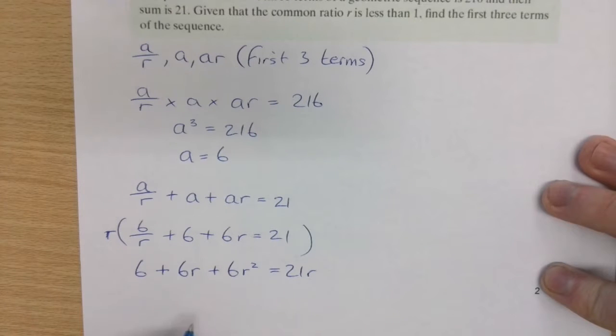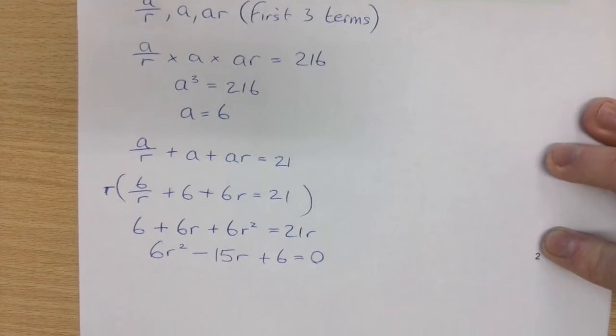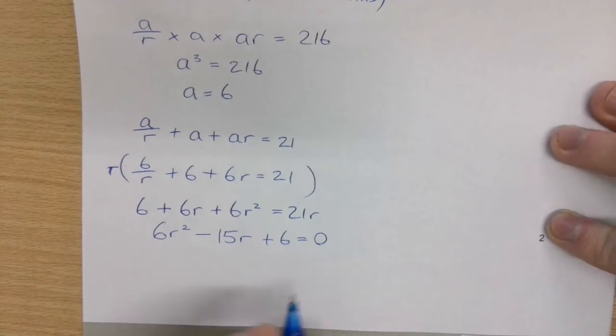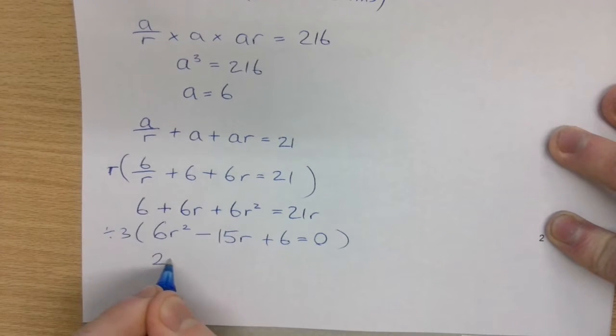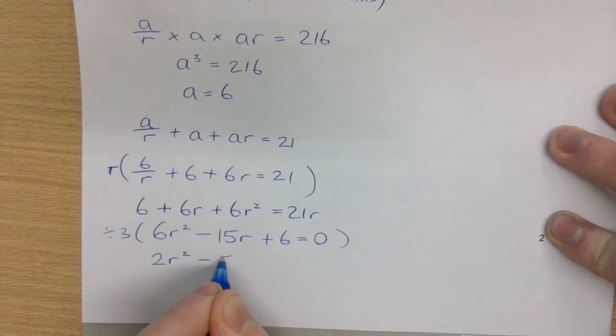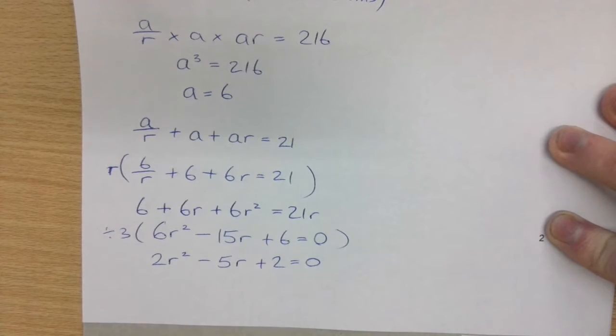We can see we've got a quadratic, 6r squared. Taking this 21r over and changing the sign, we've got minus 15r, and then plus 6 is equal to 0. To simplify this a small bit before we actually do any factorising, my advice would be to divide across by 3. If we divide by 3, we've got 2r squared minus 5r plus 2 is equal to 0. And then we can try to factorise that.